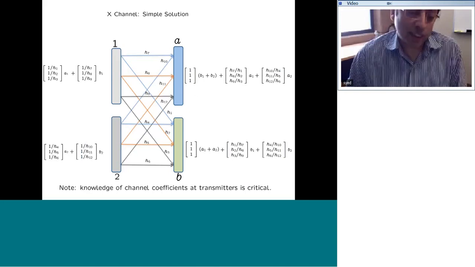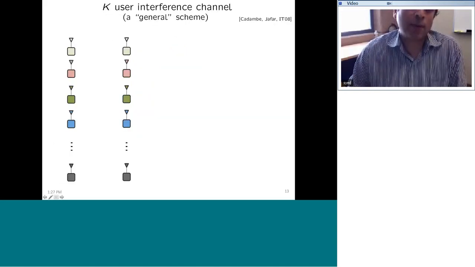Of course, notice that the transmitters need to know the channel coefficients. It's very important here because the pre-coding vectors are very strongly dependent on the channel coefficients. So you do need that. That was a simple example of interference alignment.